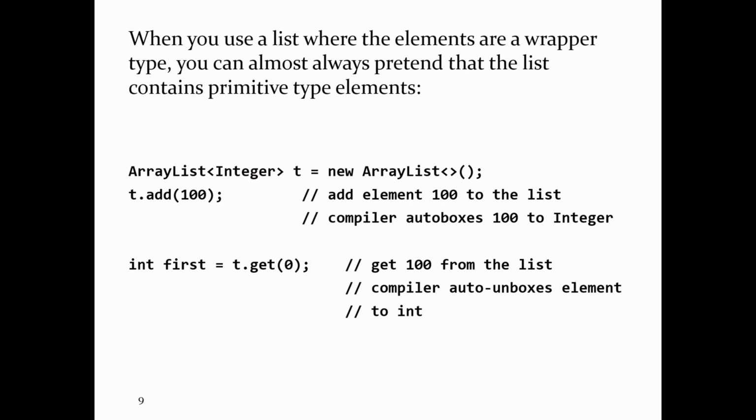So here's an example of making an ArrayList of Integer. We're going to add the number 100 to it. To get an element out of the list, you use a get method and specify the index of the element you want to get. So I can repeat this process using a loop.